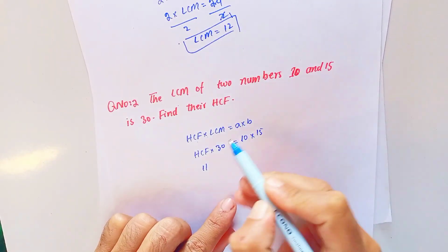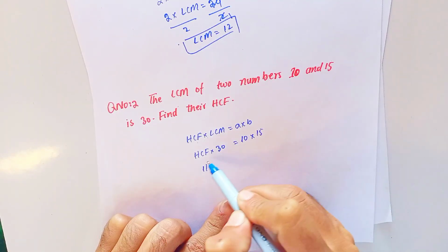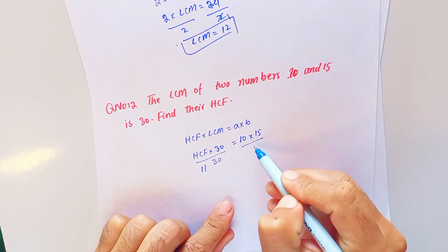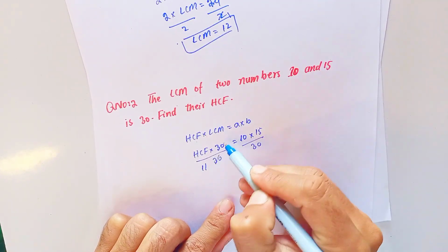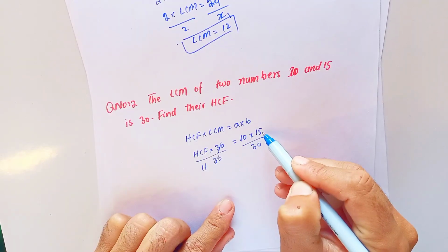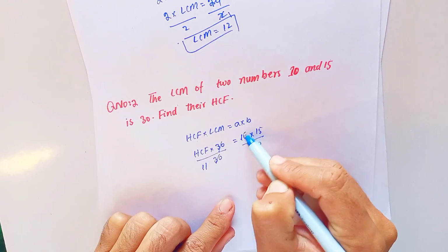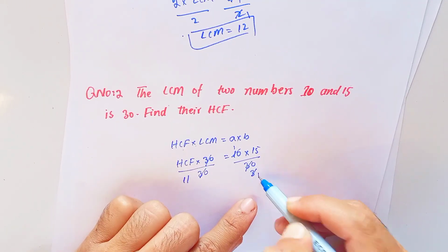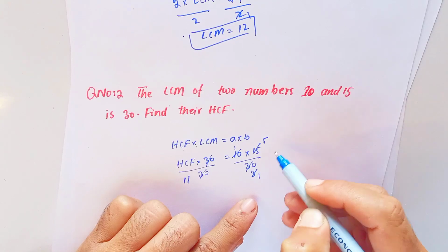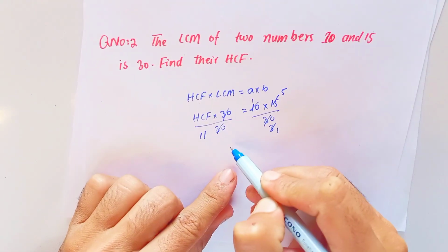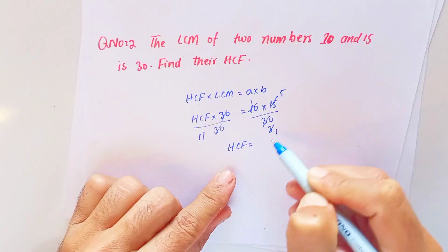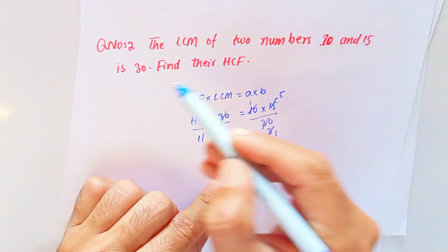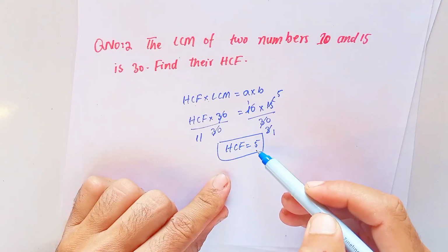We will divide both sides by 30. So HCF multiplied by 30 divided by 30 is equal to 10 multiplied by 15 divided by 30. Alright, cancel out the 30 with 30 and divide 10 multiplied by 15 by 30. Alright, 10 ones are 10 and 10 threes are 30. 3 times 1 is 3 and 3 times 5 is 15. So we got the answer as HCF is equal to 5. Since the LCM of 10 and 15 is 30, your HCF will be equal to 5.